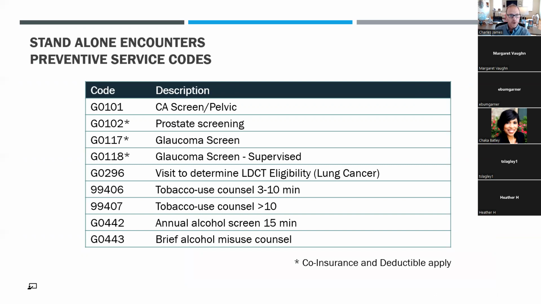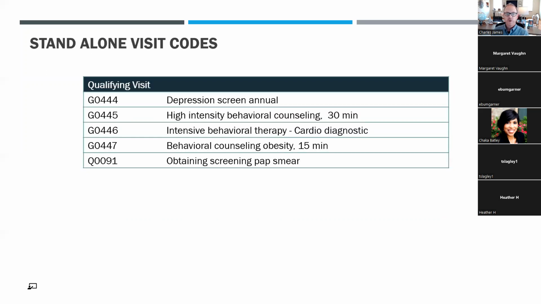We have pelvic screening, prostate, glaucoma. The prostate and glaucoma screenings have coinsurance on them. The rest of these standalone encounters do not. So I wanted to introduce these others. Pap smear is a standalone visit. Depression screening, obviously going not in order of the code, excuse me, not in chronological order either.